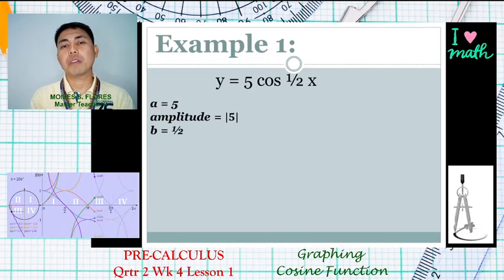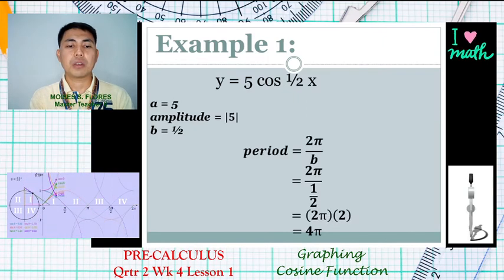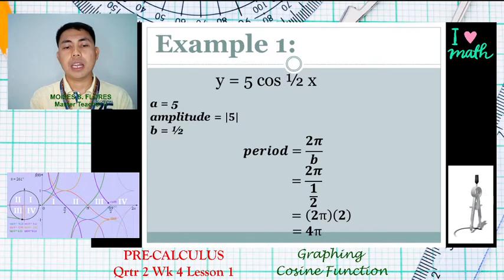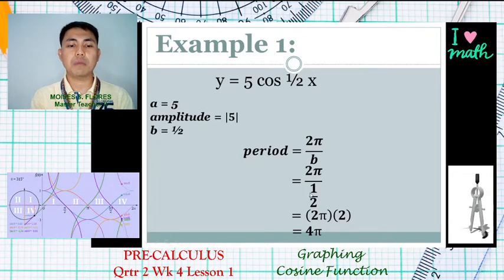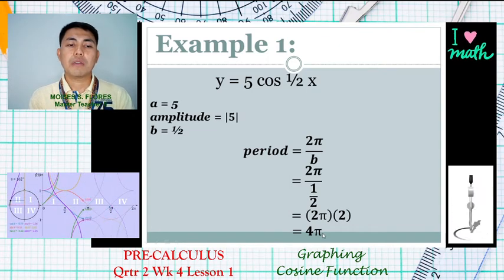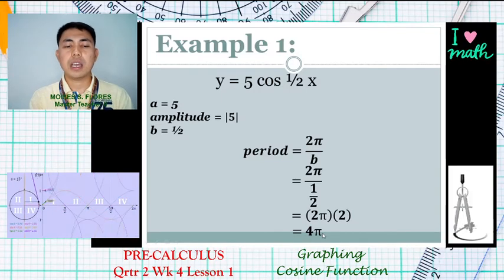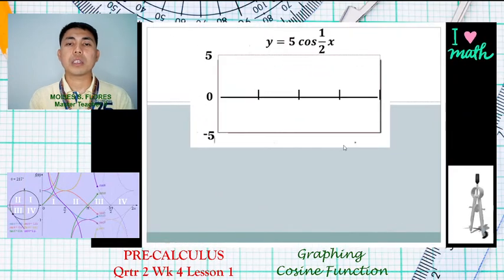From our formula for the period, 2 pi over b, substitute to get 2 pi over 1 half. Applying our complex fraction, get the reciprocal of the denominator and proceed to multiplication. The reciprocal of 1 half is simply 2, so 2 pi times 2 is 4 pi. So again, y equals 5 cosine 1 half x has a period of 4 pi. There you have it. We are now ready to sketch the curve.